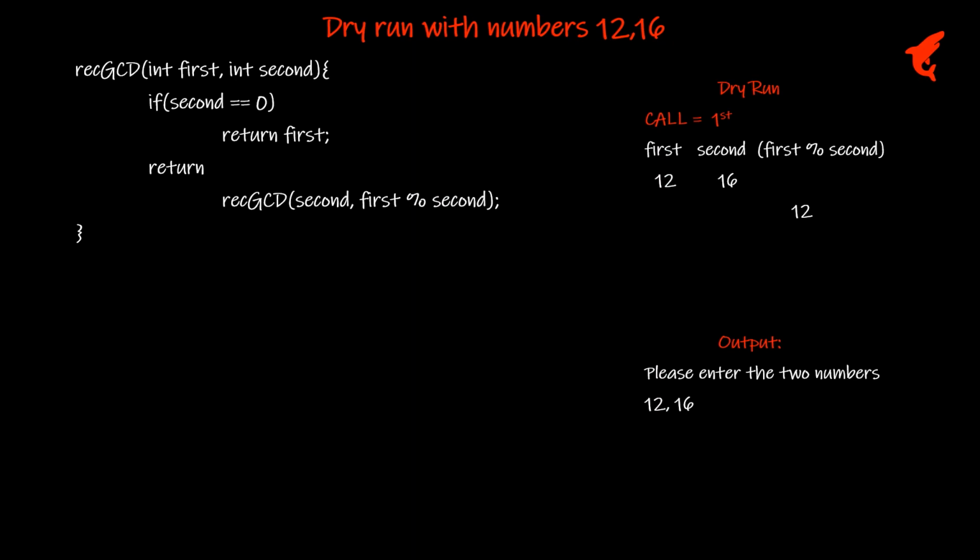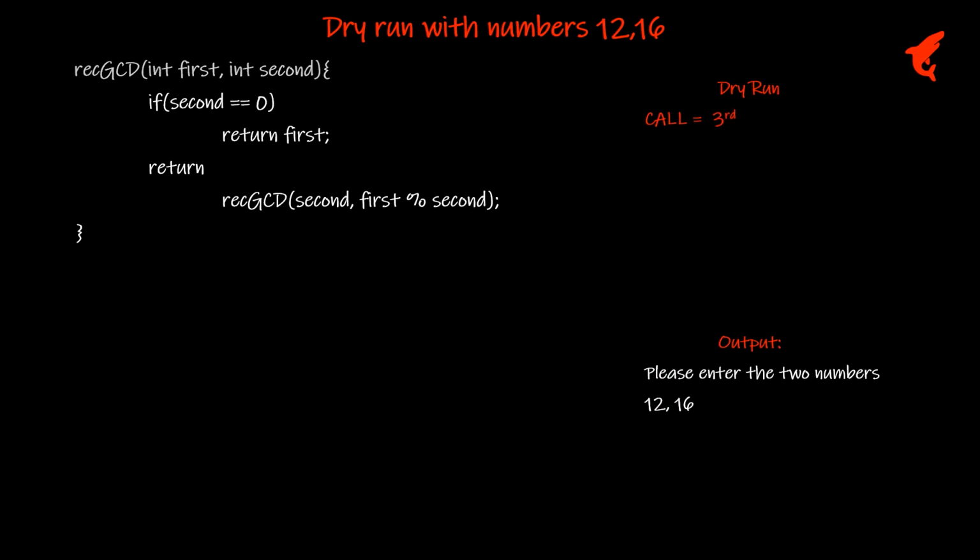And the second call is done to the recgcd function. So now in the second call of the recgcd function, again the parameters first and second are created and the values assigned will be 16 and 12, right? The if condition is checked, the condition is not true, so the control goes to the recgcd function call. And here the values passed will be second, 12, and 16 modulo 12, which is going to be 4. These are our arguments to the next call, the third call of the recgcd function.